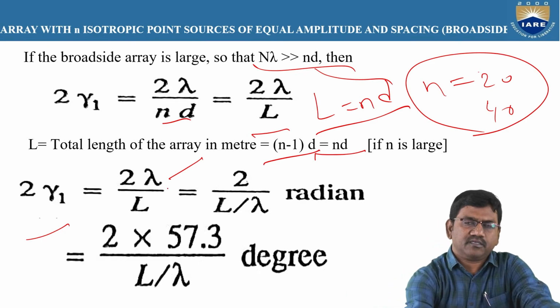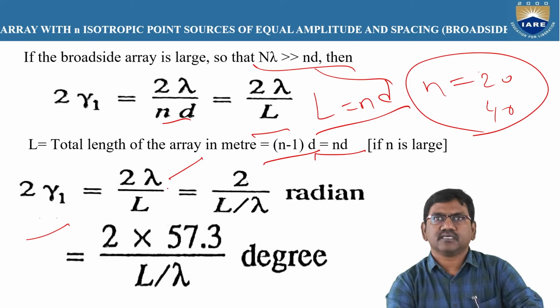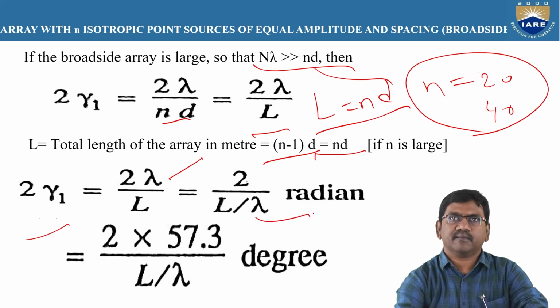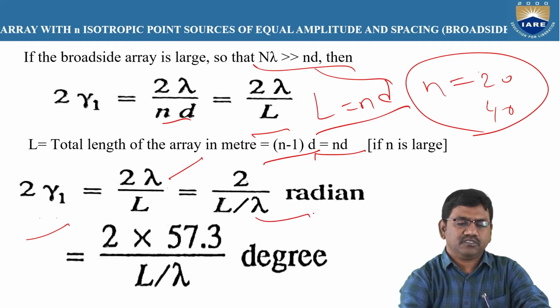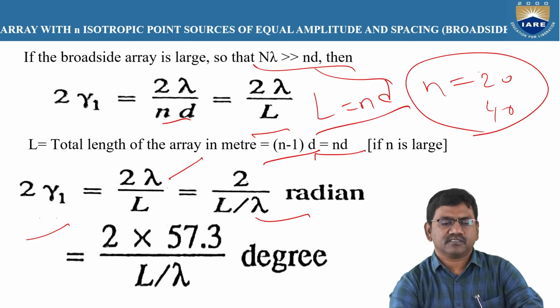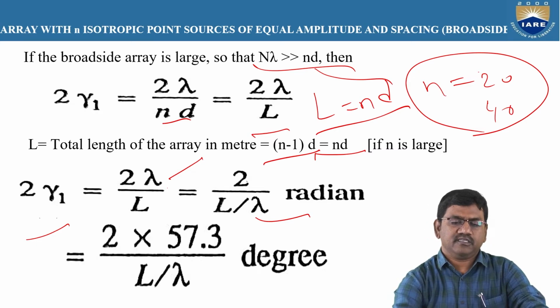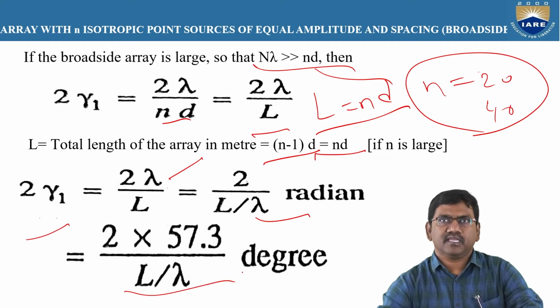If we bring this lambda to the denominator, you will get L by lambda. That means 2 into 57.3 whole divided by L by lambda you will get.